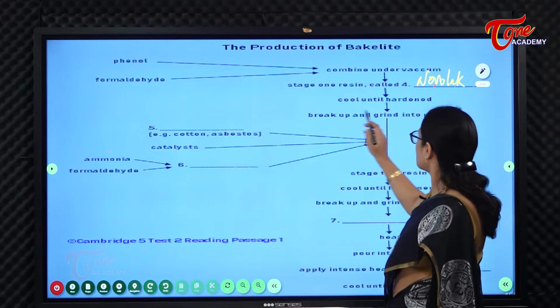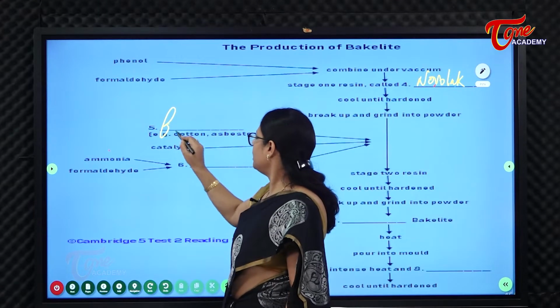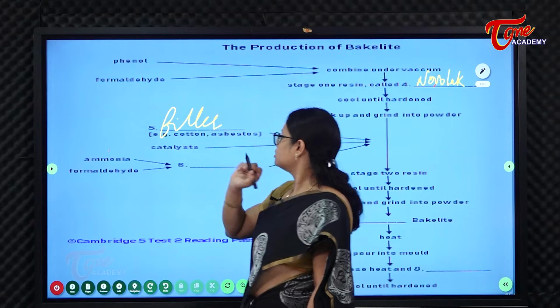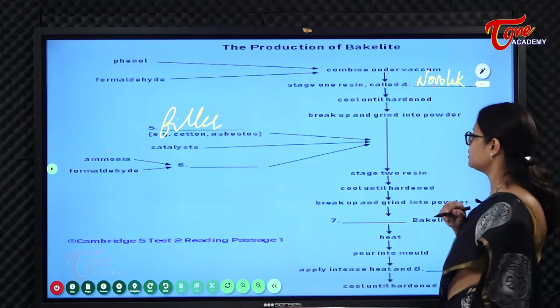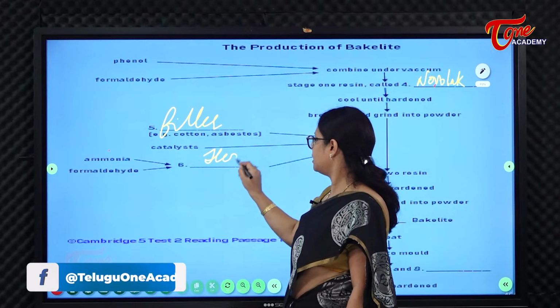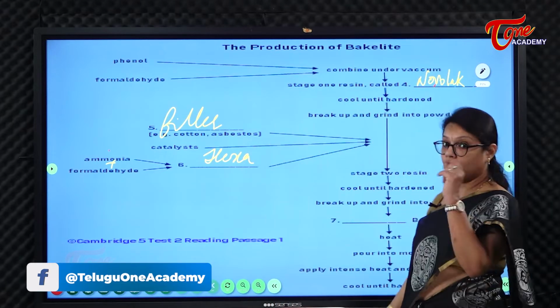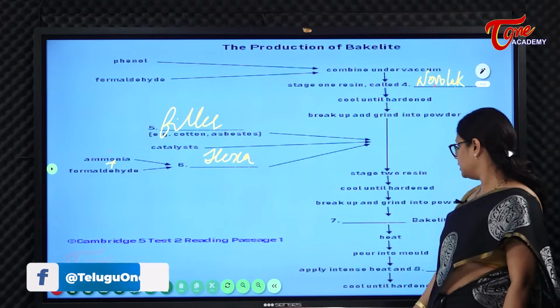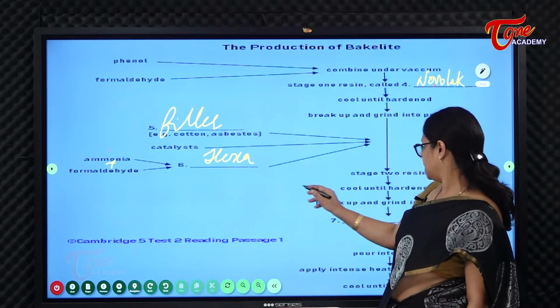Novolac, cool until hardened, break up and grind into powder. Now, these are fillers such as cottonwood, asbestos. This also we have underlined. I've made you underline that. Okay. The sixth one is hexa. Hexa is the product which is a combination of ammonia plus formaldehyde. If you go back and look at the pages, you'll understand. We had underlined hexa also. Now, seventh one, let's move on to the next one.